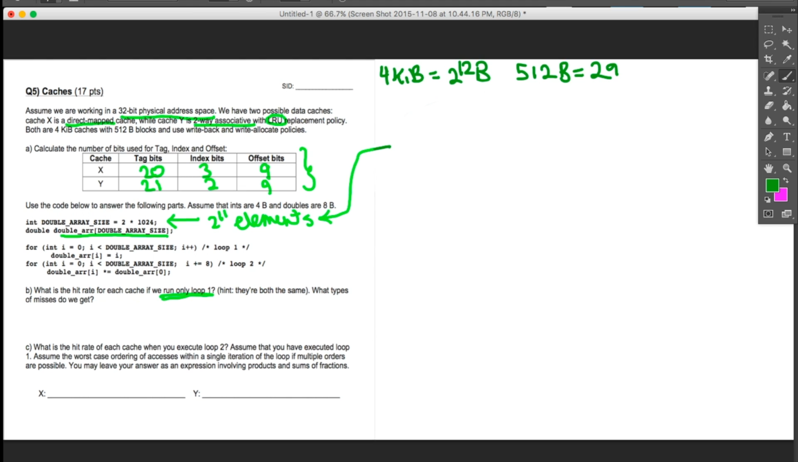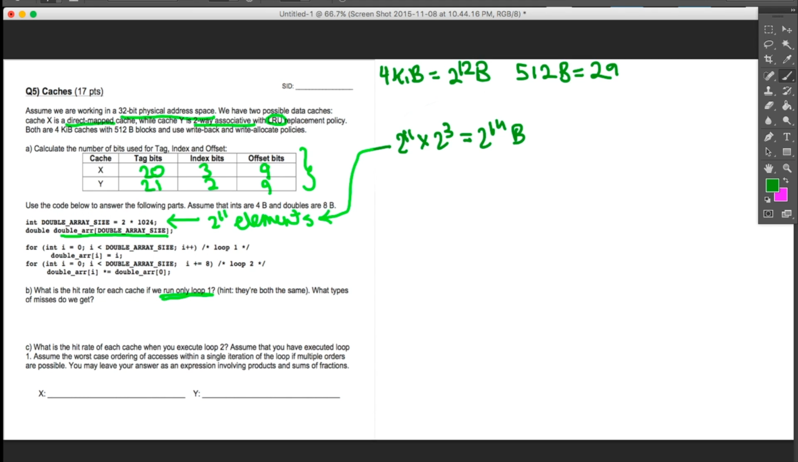Now, something to keep in mind, and a lot of students always make this mistake, is that we have 2 to the 11 elements, but how many bytes is each element? Well, each element is a double, and we're told that doubles are 8 bytes. So we need to multiply this by 2 to the power of 3, and that gets us 2 to the 14. So we know right here that the number of bytes that our double array takes up is 2 to the 14 bytes. And that's something important to keep in mind because we know that our cache size is given to us with a size in the units of bytes.